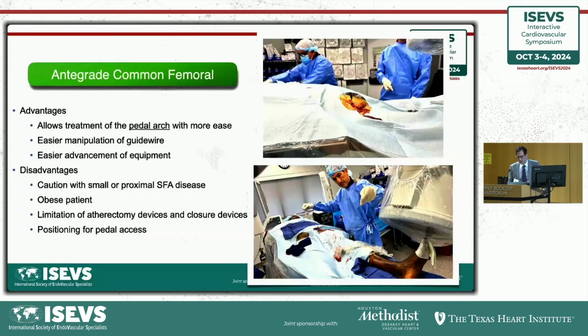Some people might think of femoral approach as a standard approach, but antegrade common femoral access is an extremely important skill. It allows treatment of the pedal arch with more ease, easier manipulation of the guide wire, and easier advancement of the equipment.